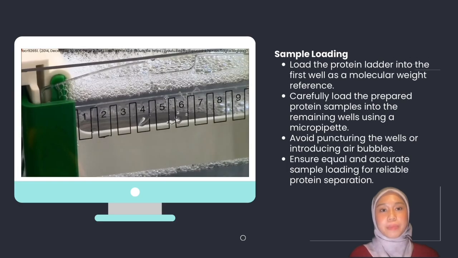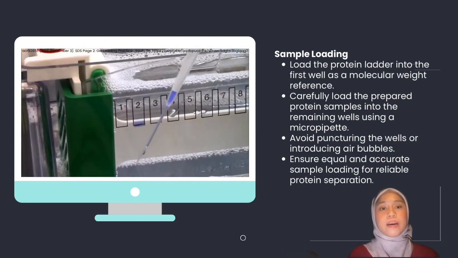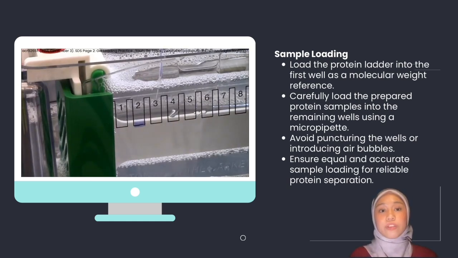After the protein samples have been prepared, the next step is sample loading. First, a protein ladder is loaded into the first well. The protein ladder contains proteins of known molecular weight and serves as a reference for estimating the size of the sample proteins. Next, the prepared protein samples are carefully loaded into the remaining wells using a micropipette.